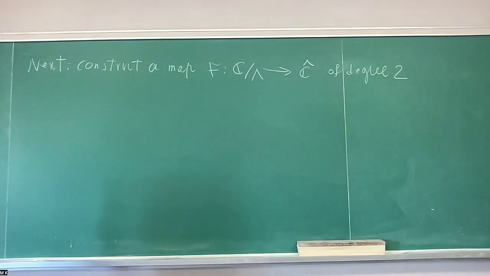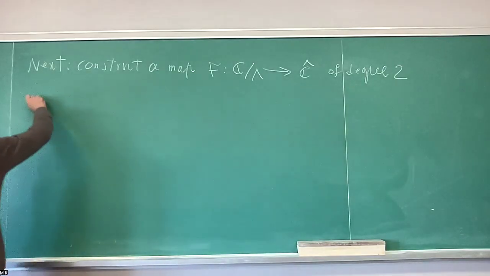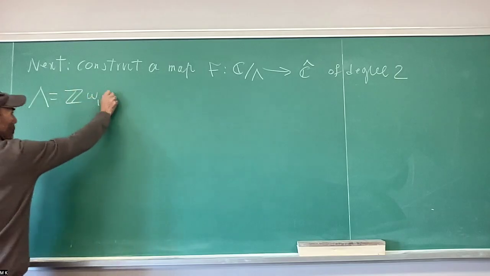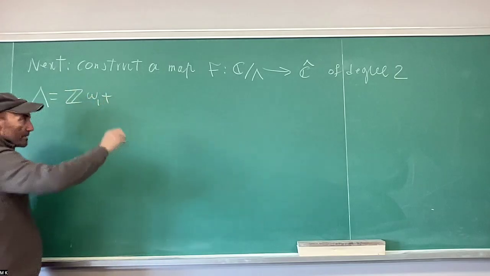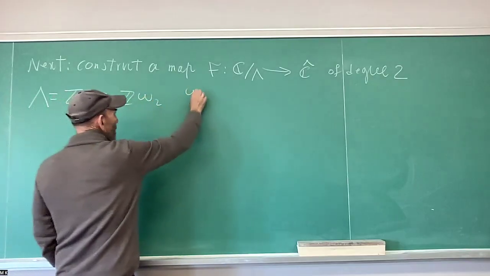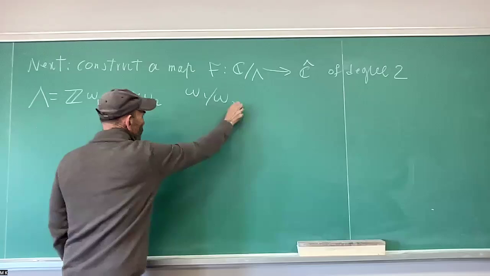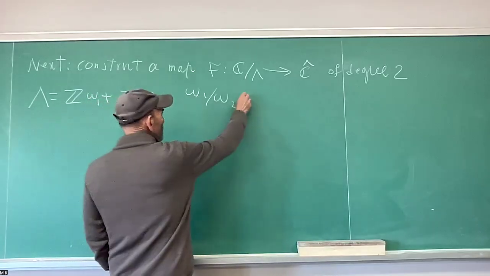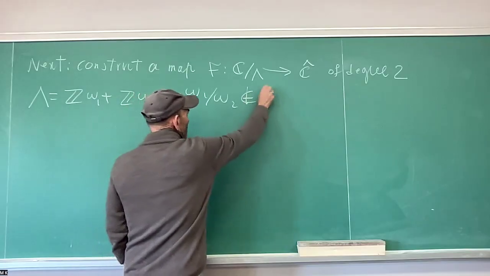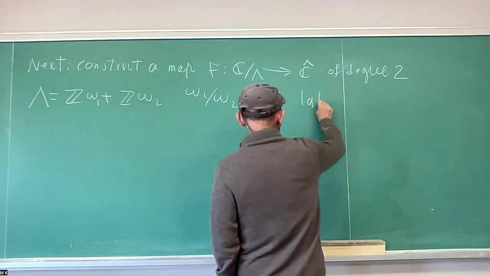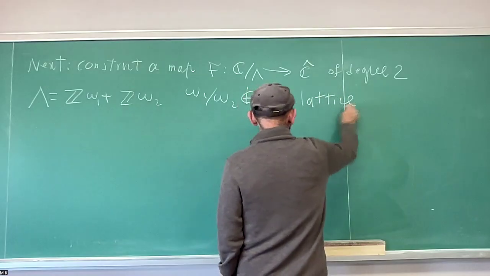A meromorphic function. So first of all, what is lambda? Lambda is equal to Z omega 1 plus Z omega 2, a lattice, where omega 1 over omega 2 is not a real number. So this is a lattice, right?